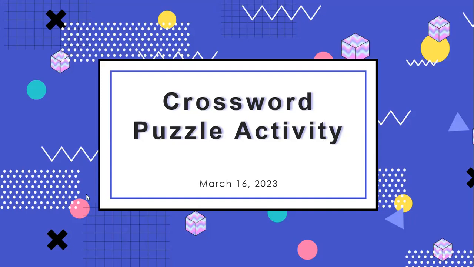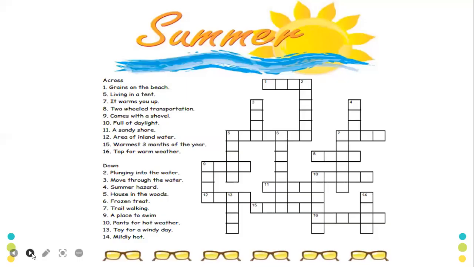So I have another activity now. It's the same as last time. It's still a crossword puzzle game, and this is the topic for that summer. There is a clue, and then try to answer, okay? It's not very hard, so I think you can answer. You can start with across or you can start with down. It's up to you.